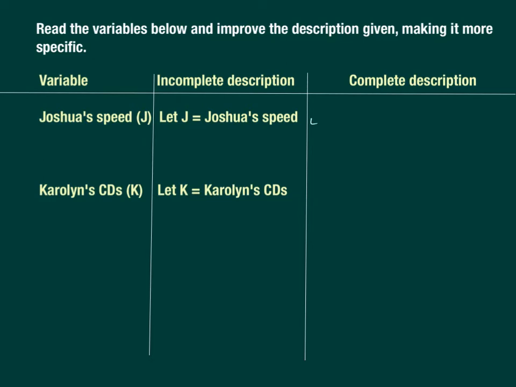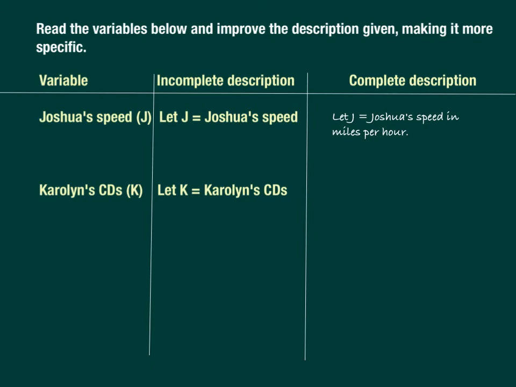We're going to write let J equal, and we'll keep the first part, Joshua's speed, but we're going to add a more descriptive detail here. We're going to say Joshua's speed in, let's pretend he's driving a car, so that most of the time is in miles per hour. That makes it much more specific.